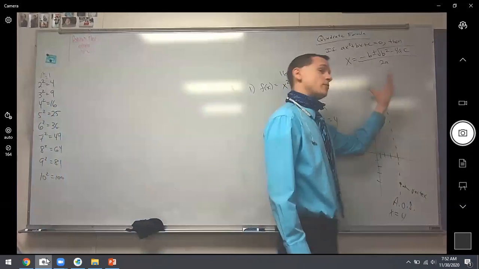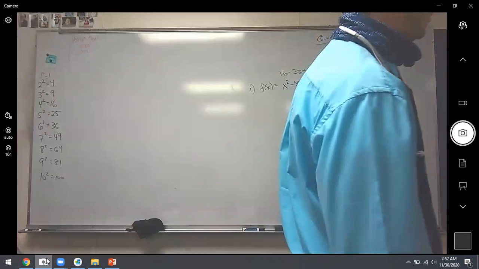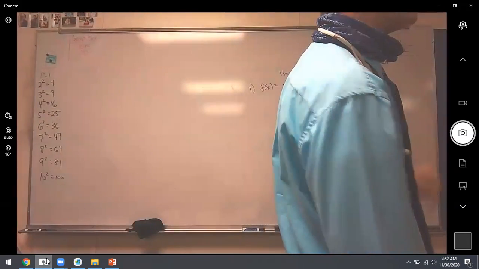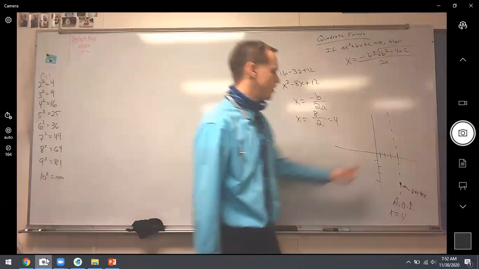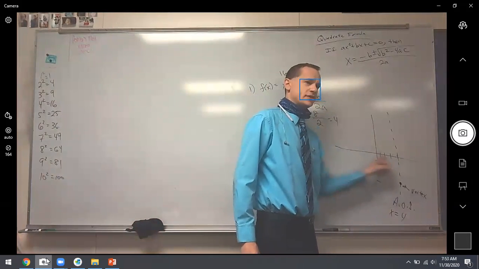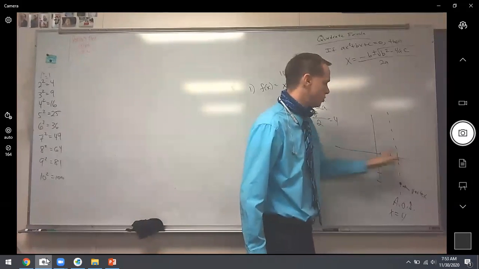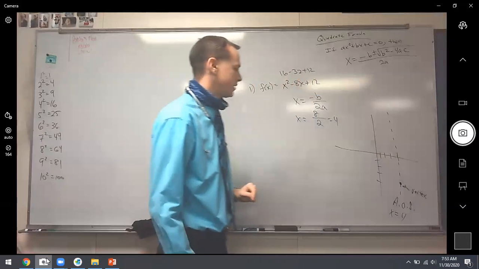Now I'm going to try to draw this one more carefully because the directions also say not only find the vertex and the axis of symmetry, but the zeros. What's a zero? A zero is where it crosses the x-axis right there. Lots of words for it. Root, solution, zero, all kinds of things. They all mean the same thing.